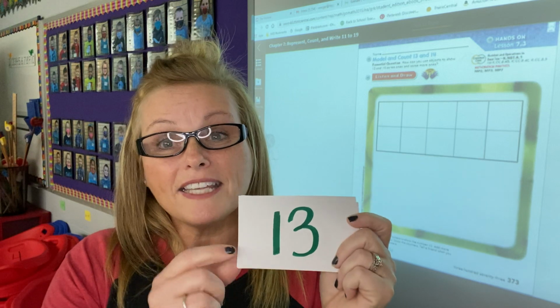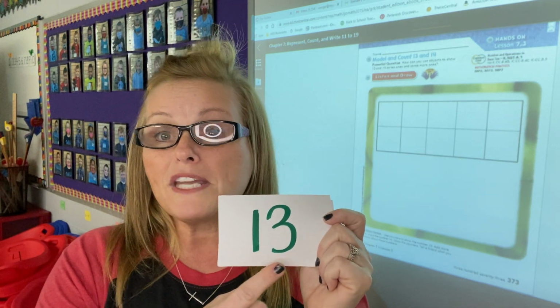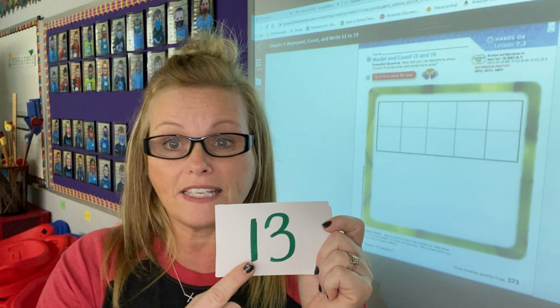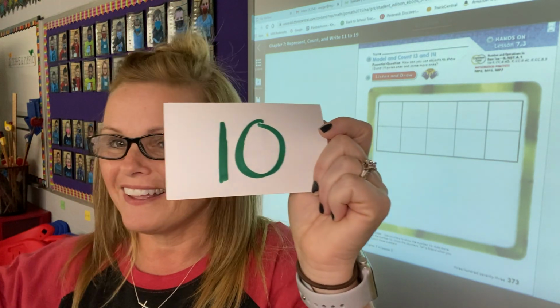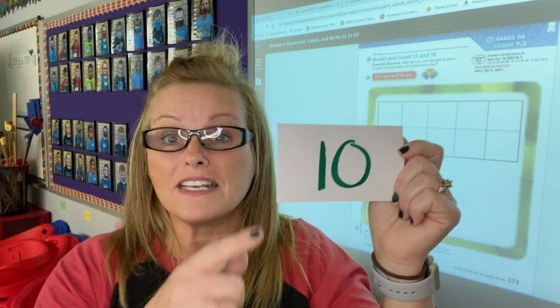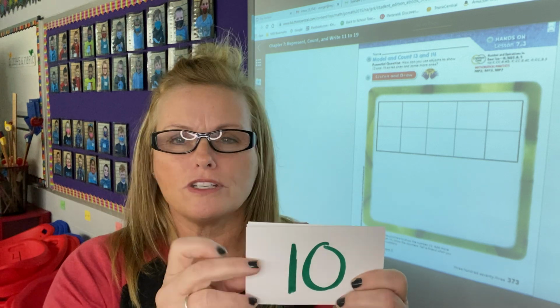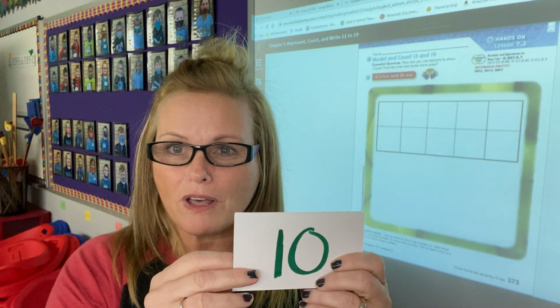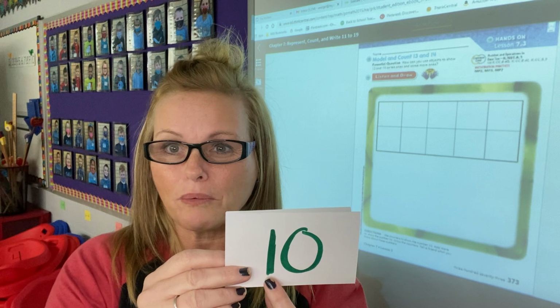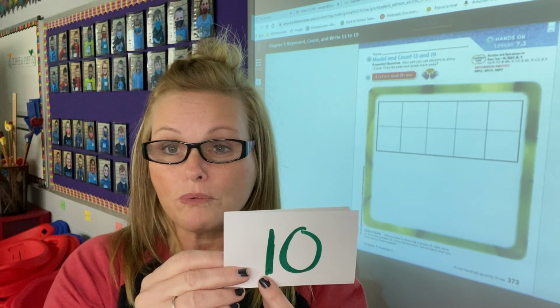How about this number? Did you say 13? If you did, that's right. It's not 3-teen, it's 13, a 1 and a 3. How about this number? Yeah, you knew that one already, didn't you? That's the number 10. 10 is a 1 and a 0. Do you notice that there's something in common with all of these? What are they all starting with? They're all starting with a 1.